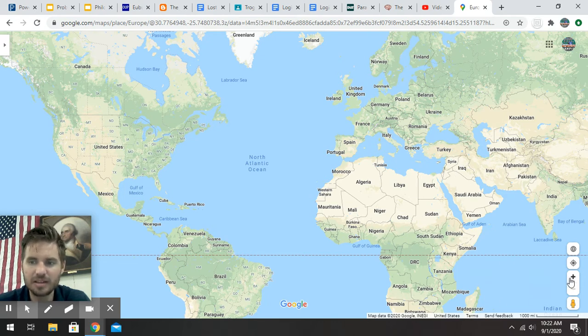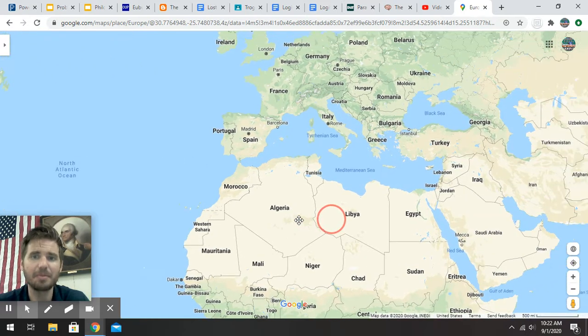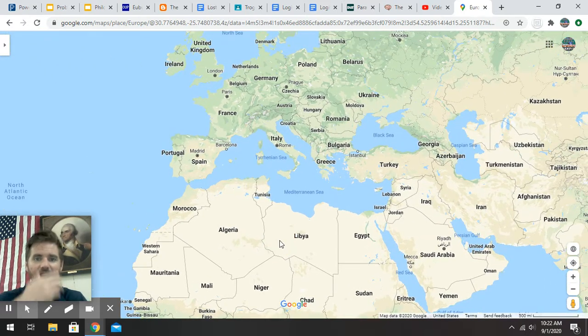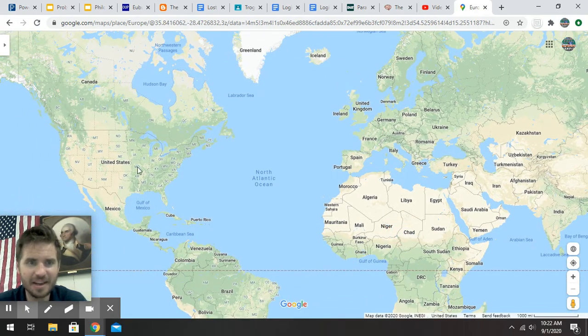Okay, so let's look at some of the bigger countries in Europe. France. Okay, France is, as a country, well, let's go ahead and zoom back out again. France is nowhere near the size of the United States. France is nowhere near the size of Canada. France is nowhere near the size of Mexico. Nowhere near the size of Brazil. France is, again, relatively a small country, but it is one of the larger countries in Europe.